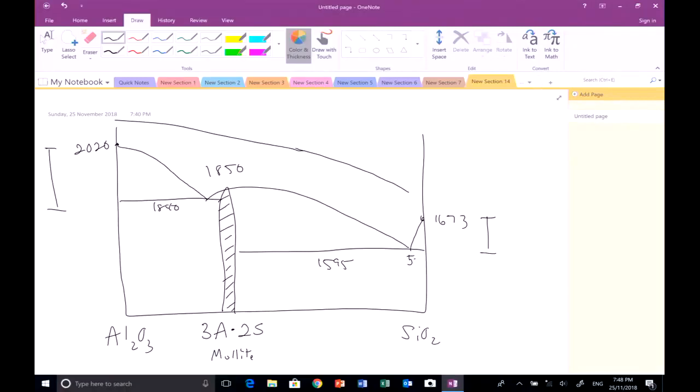Can I liquid phase densify mullite? You should be able to look at that and say, yes. If you can't do that, you're behind. What's in that big triangle on the silica-rich side? What phases are present?